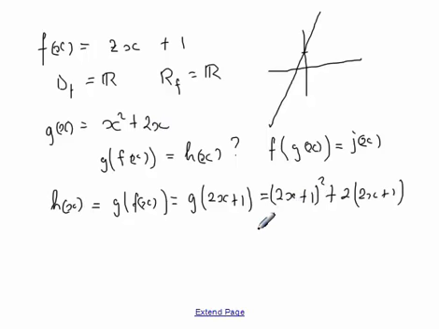So, squaring this, we're going to get 4x squared plus 4x plus 1. Altogether. Okay. Those who don't understand what I am doing here, we'll check them later. Right? Okay. Plus 4x plus 2. And then this is equal to 4x squared plus 8x plus 3. That is that function.